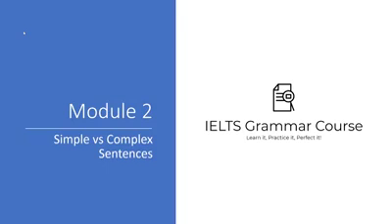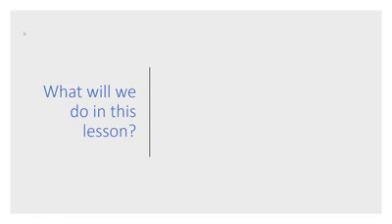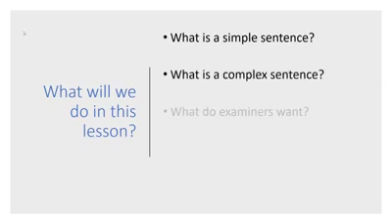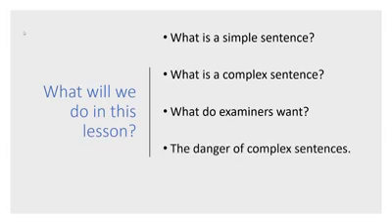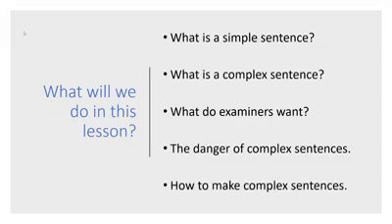So the goal of this module is, by the end of this module, and when you do the practice activities, that you will have a very clear picture about what you need to do and how to do it. Okay, so what will we do in this lesson? What is a simple sentence? What is a complex sentence? What do examiners want? Very important. And the dangers of complex sentences, so how you can mess them up and how they can lower your scores and how to avoid that. And most importantly, how to make complex sentences.